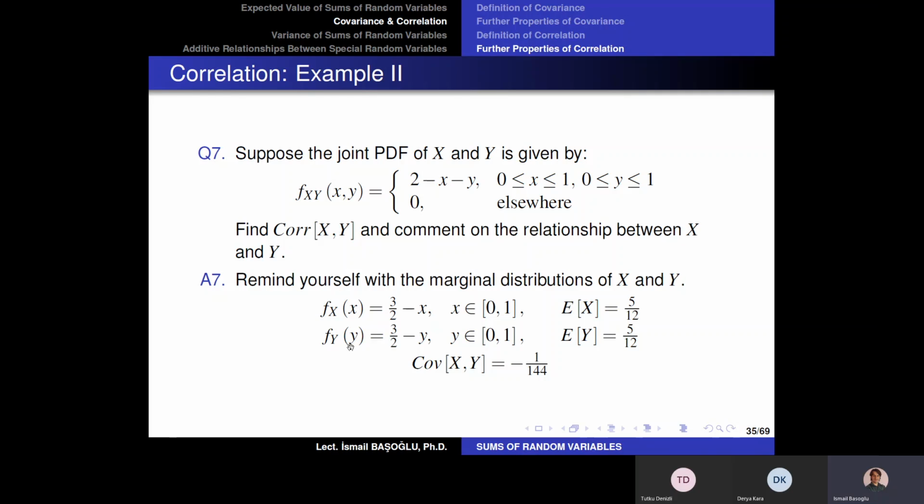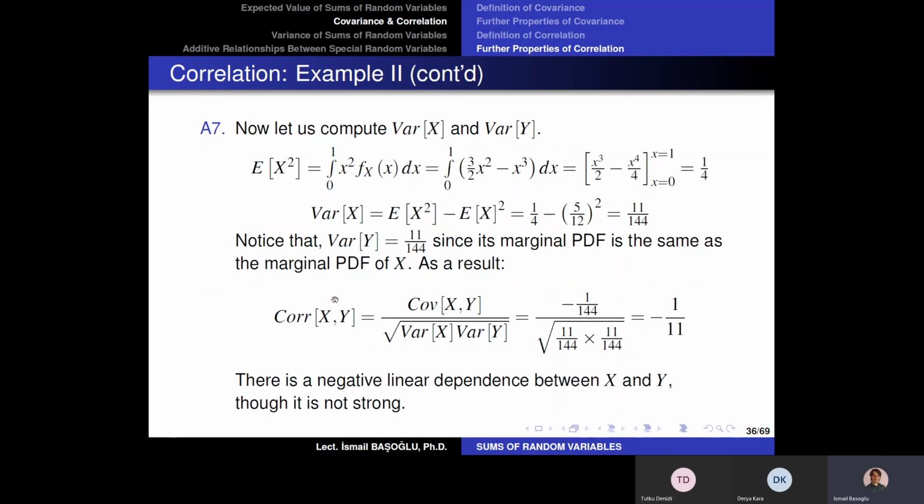have computed the marginal probability density function of x and marginal probability density function of y. And we have computed the expected value of x and y respectively for these marginal probability density function values. And we have computed the covariance as minus 1 over 144. So we have commented that there's a negative linear dependence relationship, but to make a comment on the strength is impossible when you look at the covariance. Now, what I need to do is to have an understanding about the strength of the linear dependence.